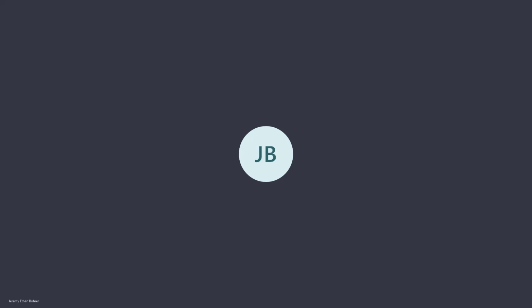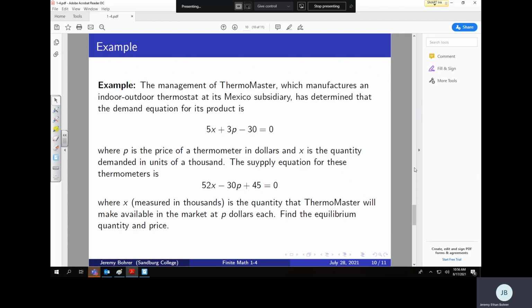In this video, we're looking at the problem on page 10 of the chapter 1, section 4 slides. The management of Thermomaster, which manufactures an indoor-outdoor thermostat at its Mexico subsidiary, has determined that the demand equation for its product is 5x plus 3p minus 30 equals 0, where p is the price of a thermometer in dollars and x is the quantity demanded in units of 1,000.